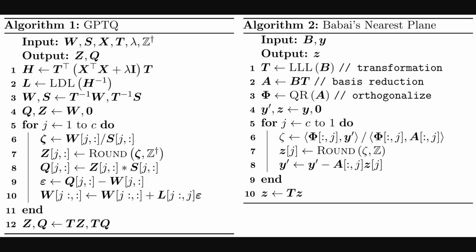This table lays it out side by side. On the left, we see the steps for the GPTQ algorithm, and on the right, the steps for Babai's nearest plane algorithm. The authors show that quantization is essentially a closest vector problem, which is the classic task of finding the closest point in a grid-like structure, called a lattice, to some other point. Here, that lattice is defined by the Hessian matrix of the layer's inputs. When you run GPTQ in reverse, its steps become mathematically identical to Babai's algorithm.